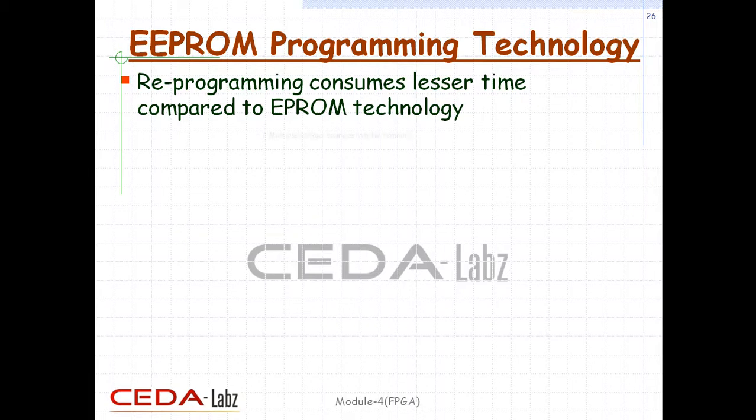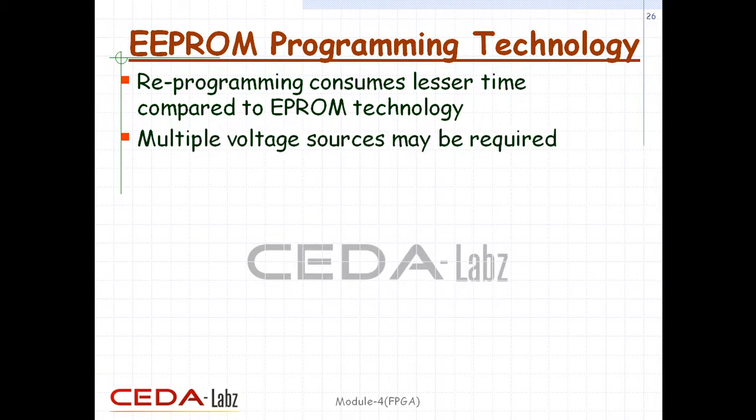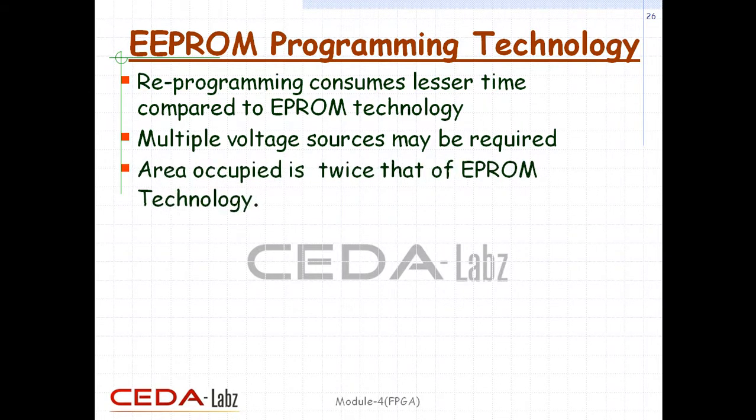More voltage sources are required in this technology. The disadvantage of this technology is that the area required is more as compared to EPROM technology. The requirement of area is almost twice.